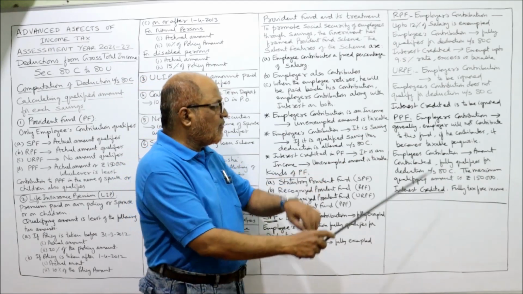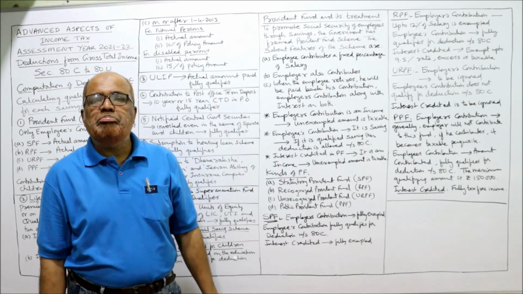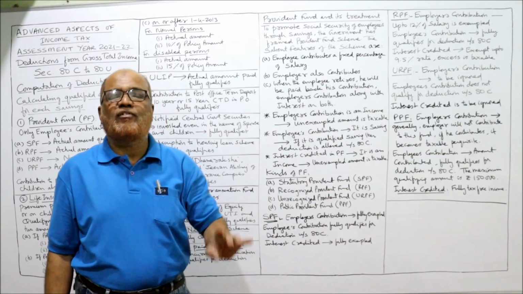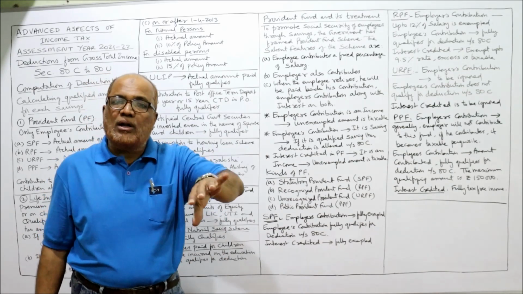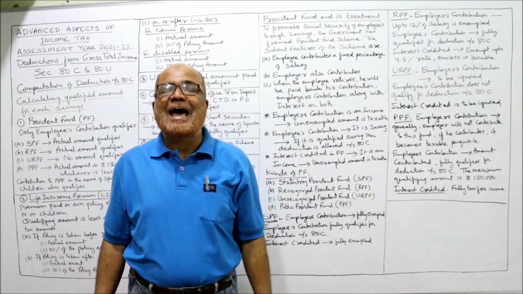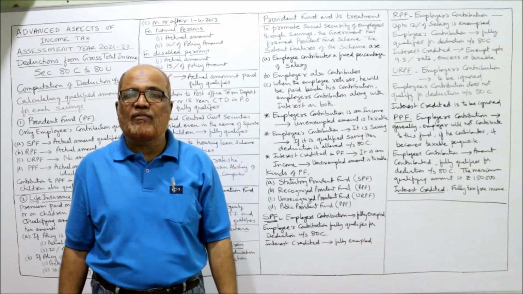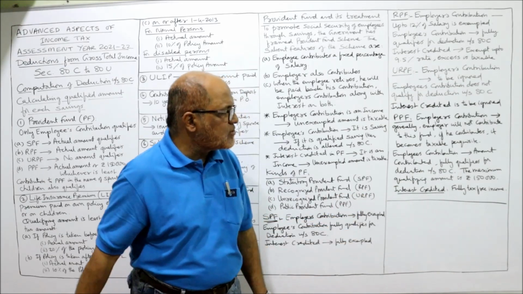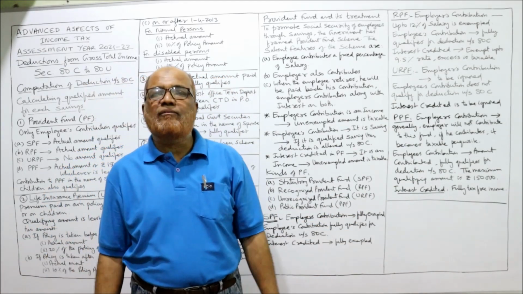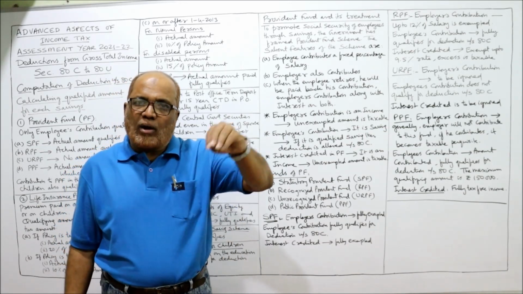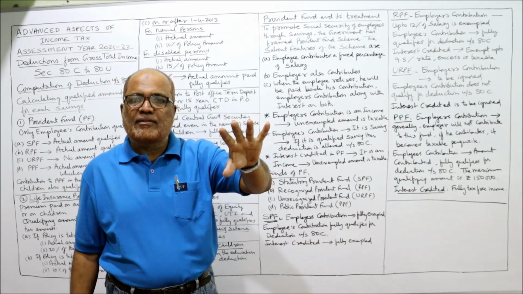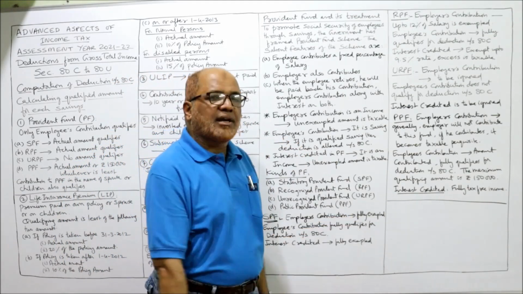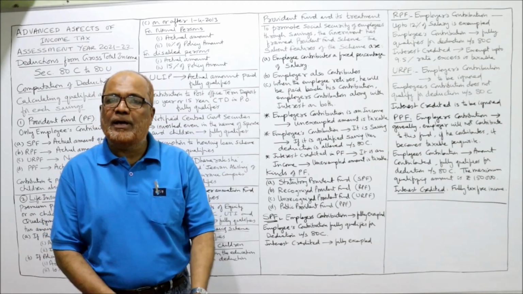Last one, PPF, Public Provident Fund. Employer's contribution. Normally, employer will not contribute into PPF of the employee. If the employer contributes to PPF, then it will become a taxable perquisite in the hands of the employee. Now, employee's contribution, amount contributed fully qualifies for deduction, maximum qualifying amount 1,50,000. When the employee contributes to PPF, it fully qualifies for deduction under Section 80C, but the limit is up to 1,50,000. Interest credited is fully tax-free income in PPF.